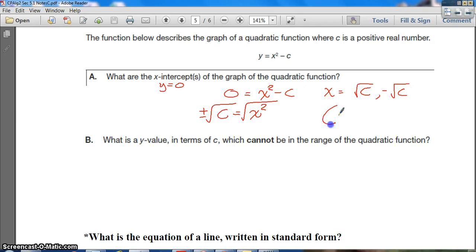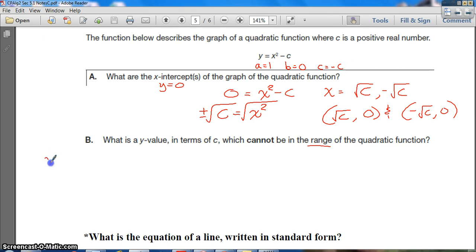If you want them in points, it would be square root of c, 0, and the other point would be negative square root of c, 0. What is the y value in terms of c, which cannot be in the range? Well, let's first solve for the range, and then we'll say the opposite. Okay? This is in standard form. A would be 1. There is no x, so b would be 0, and then your c is -c.